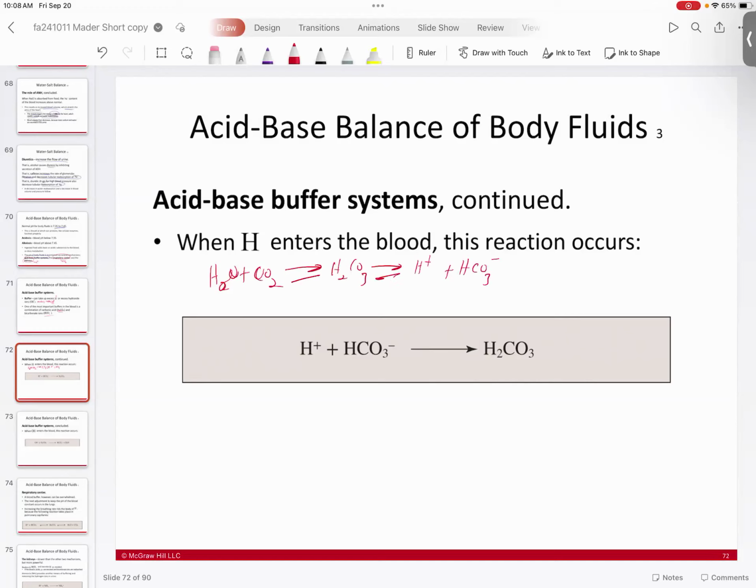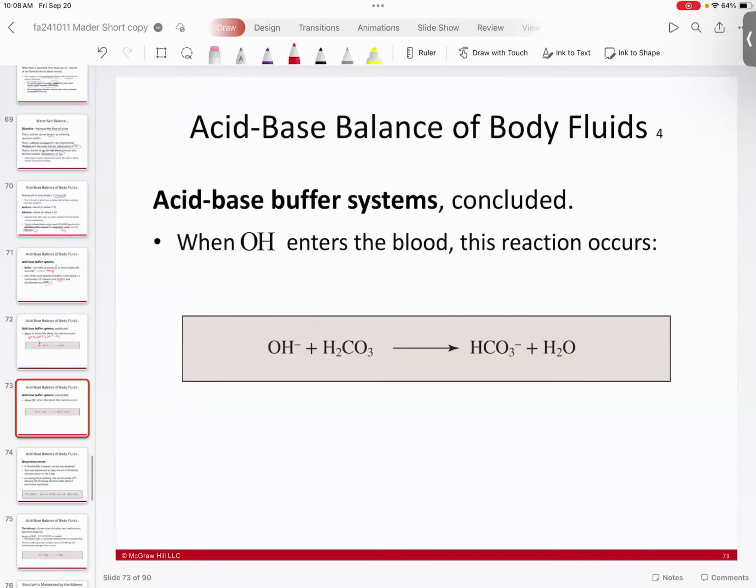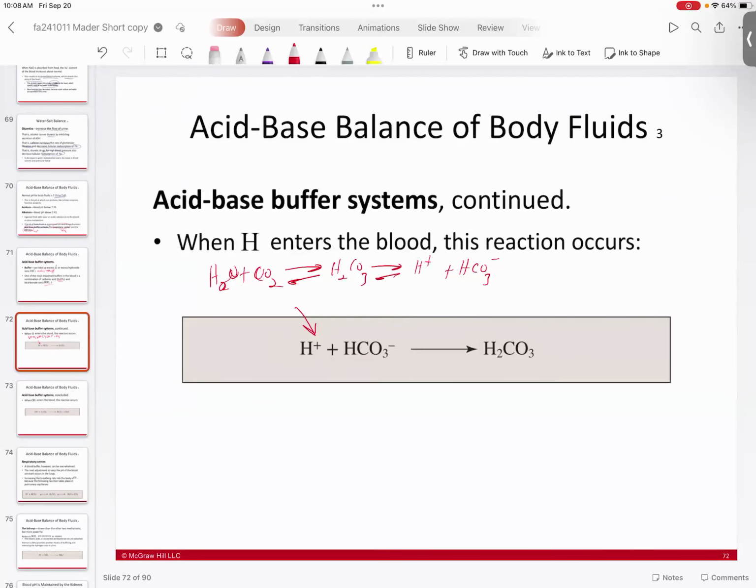But remember, these are reversible. So when hydrogen enters your bloodstream, basically it looks something like this. You're adding the acidity to it. Ultimately, this will be gobbled up by the bicarb ions, and it'll be neutral. So it's non-acidic. It'll be moved into this neutral carbonic acid state. Okay, so you essentially neutralize it.